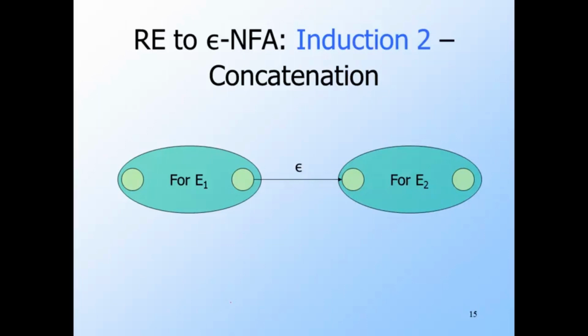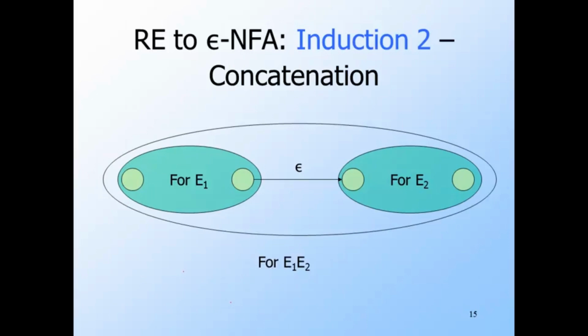We add an epsilon arc from the final state of the automaton for E1, and that state, of course, is then no longer final, to the start state of the automaton for E2. The start state of the bigger automaton is the start state of the automaton for E1, and the final state is the final state of the automaton for E2. The new automaton is the concatenation of the languages of E1 and E2.